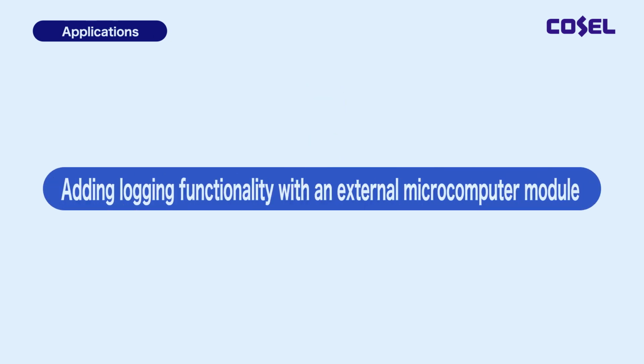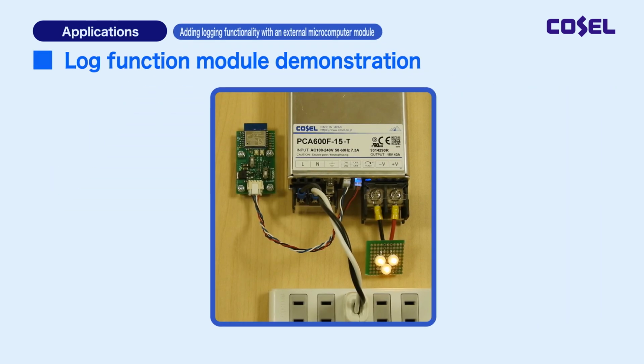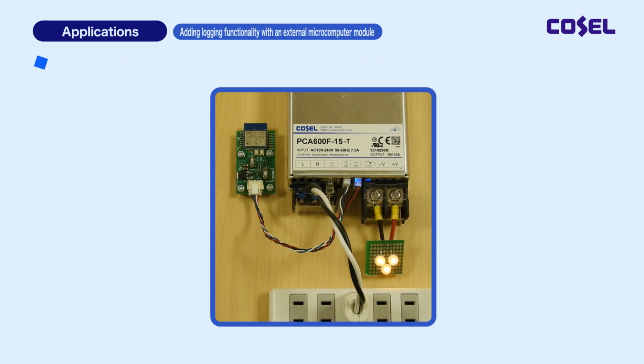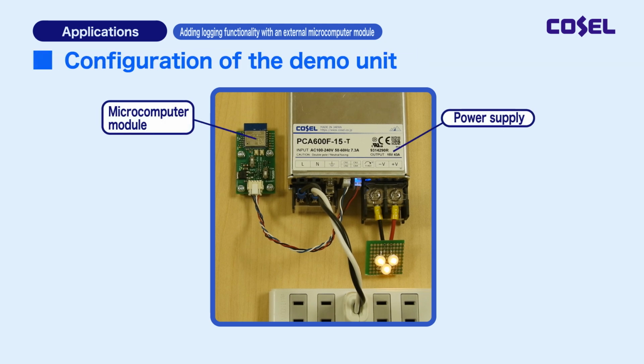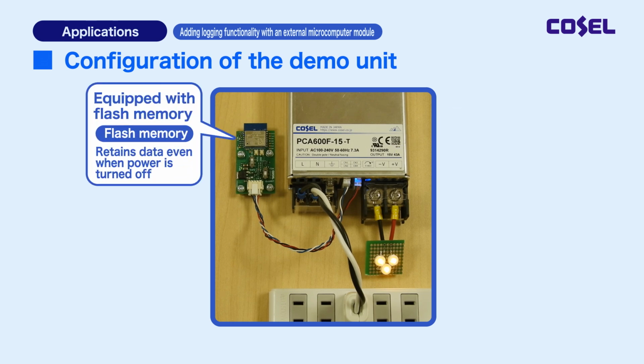Let's discuss adding logging functionality with an external microcomputer module. Here is a demonstration that utilizes a microcomputer module to save monitor information as a log. The communication power supply alone cannot store monitor information. However, by using a microcomputer module with flash memory, it is possible to retain recorded data and information even when the power is turned off.